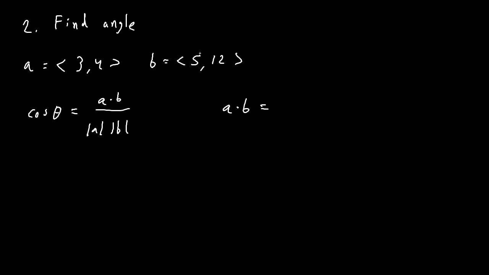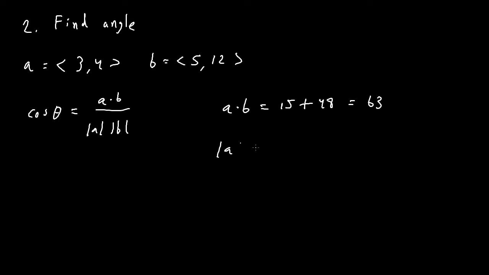So obviously, a times b equals, we're going to multiply similar components. So we get the x components, 3 times 5, which gives us 15, and then plus, when we multiply the y components, 12 times 4, or 48. So that's going to give us an answer of 63. So now let's find the magnitude of a.